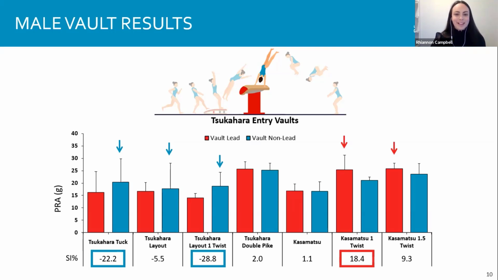So both these vaults have the same entry phase. So they both do that half turn from the springboard onto the vault, but they do differ in the flight phase. So in a Sukahara vault, a gymnast will rotate in one direction from the springboard to the vault, and then will change the direction that they're rotating in the flight phase. In a Kazamatsu vault, they will maintain their twisting direction from the springboard to the vault and then continue in the same direction in the flight phase. So during these two vaults, the gymnast will have to change which arm they push off in order to change their twisting direction, and that might explain why we're seeing these different loading trends between these two vaults.